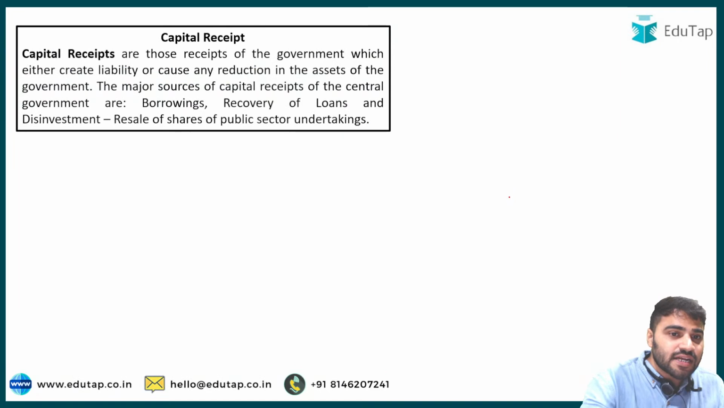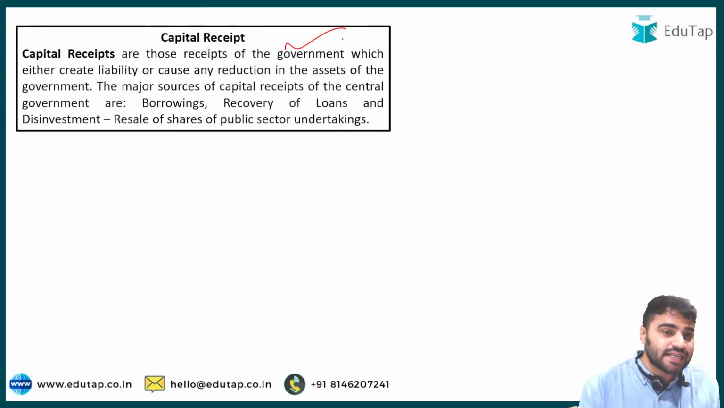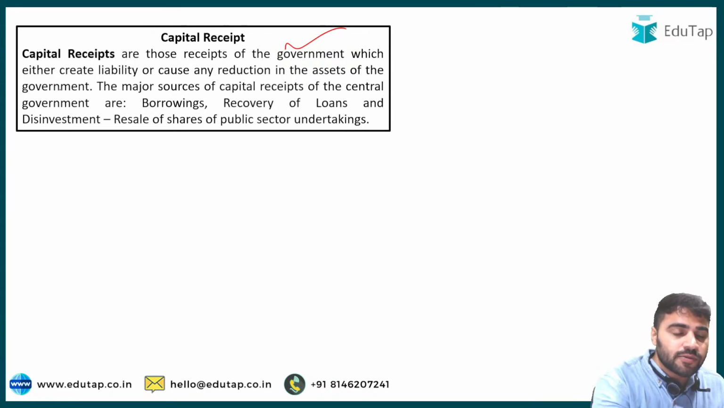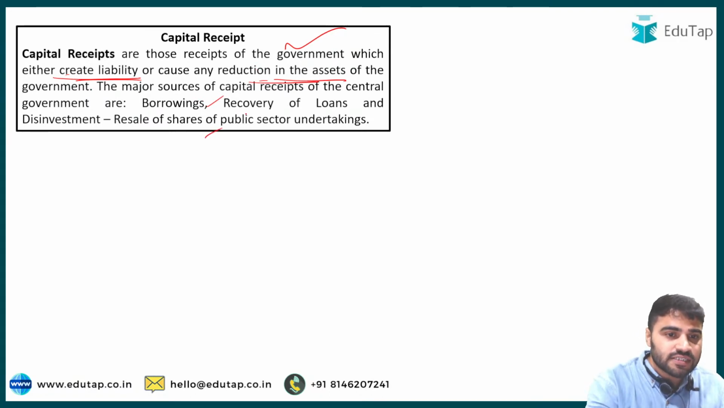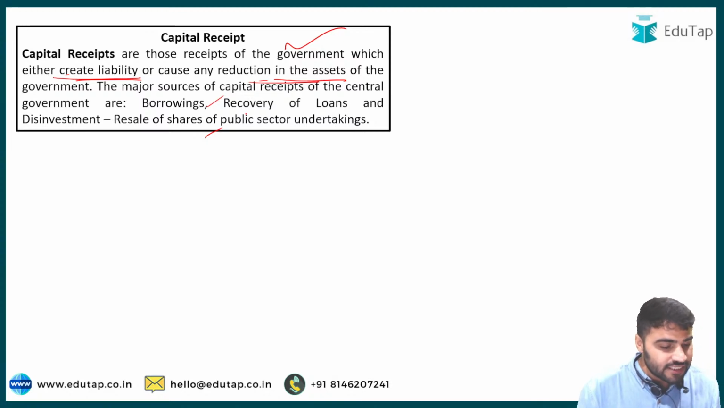So capital receipts are those receipts of the government which either create a liability or cause a reduction in the assets of the government, right? So this is the basic difference between capital receipt and revenue receipt. The major sources of capital receipts of the central government are borrowings, recovery of loans, and disinvestment, that is the resale of shares of public sector undertakings. So I hope you all have clarity about the concept of capital receipts and revenue receipts.